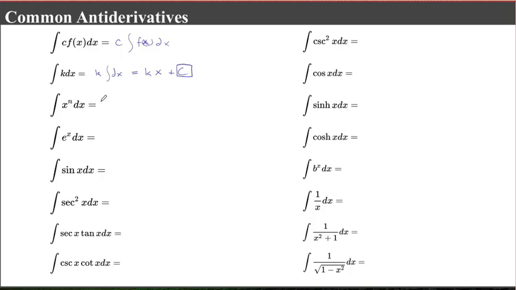Now let me do one more before we move on, and I'll let you handle the rest of these. But like I said, it is a good idea to memorize each of these and understand it from an intuitive aspect. So here, with x to the n, this is just the power rule. So we add 1 to that power, and then divide by the new power. And again, do the plus c.